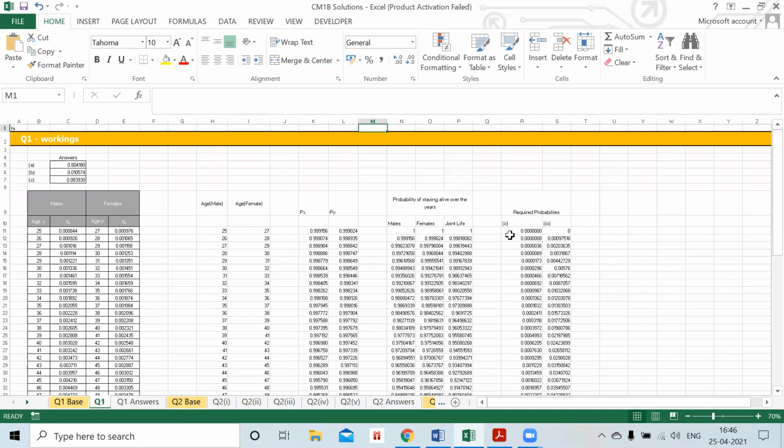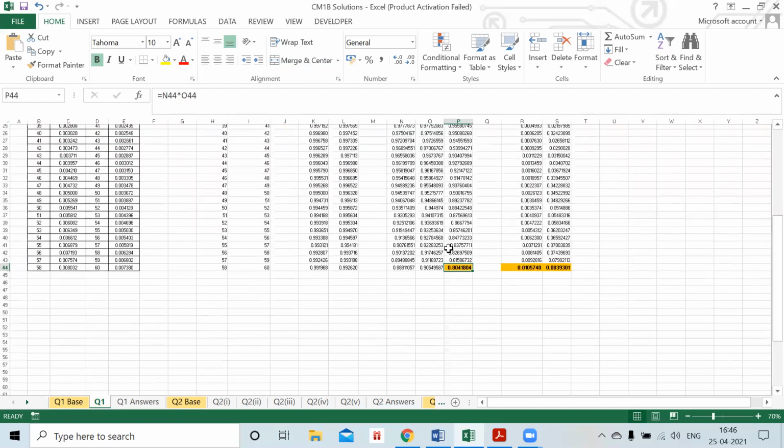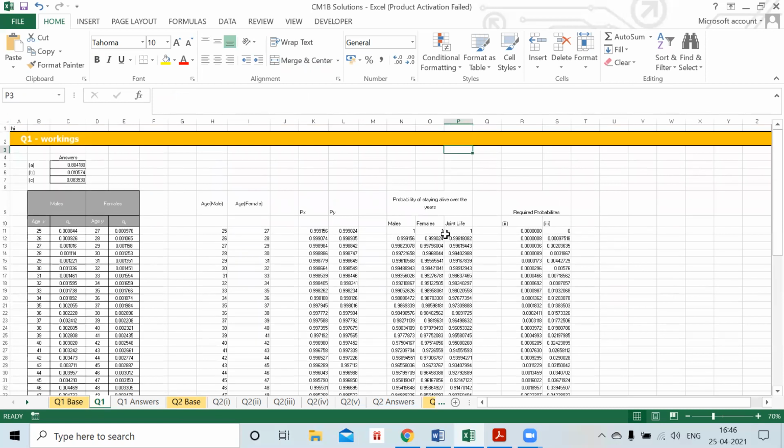That is at the age of 60, the female's birthday. So nothing but multiplying tpx into tpy.